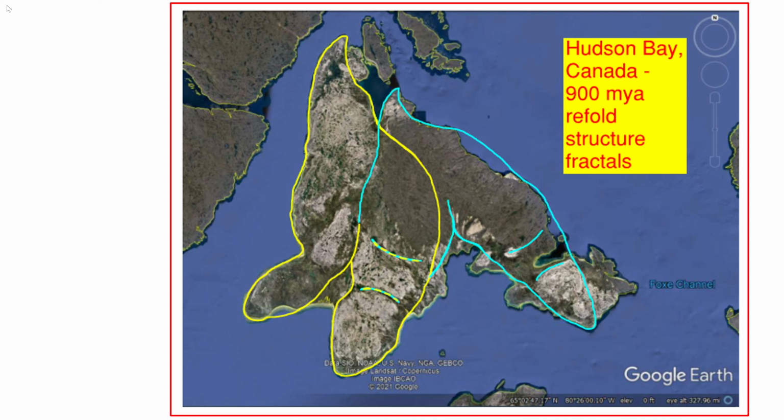Oh my God, look at this. Wow. Hudson Bay Canada, 900 million year old refold structure fractals. These guys look like the same guy, or very, very related. And like I said, the fractals a lot of times share borders. You can see that where I'm highlighting now, right here. Okay, and here also. So they're like sharing this leg.